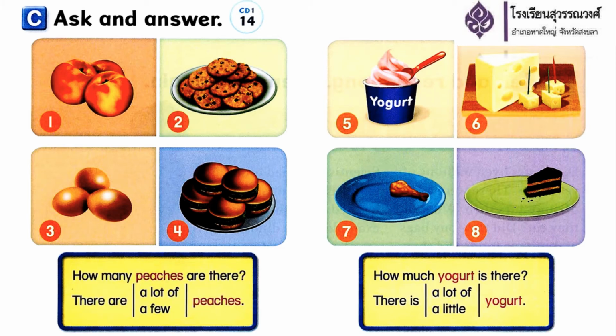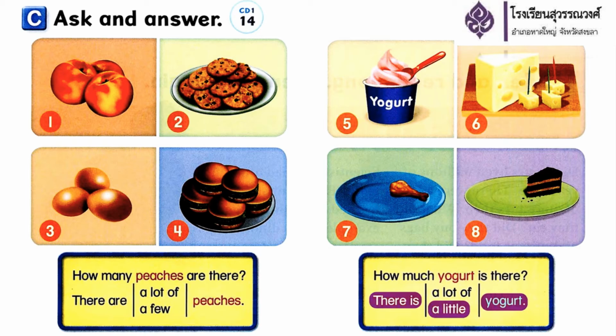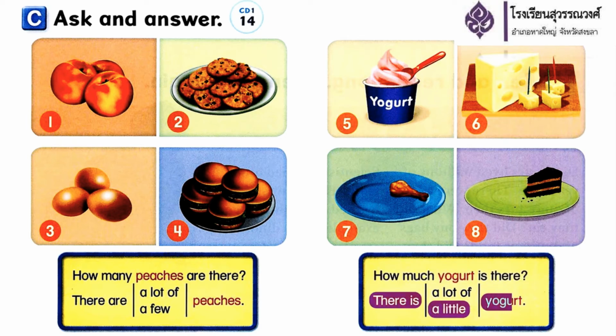Number 5. How much yogurt is there? There is a lot of yogurt. Number 6. How much cheese is there? There is a lot of cheese. Number 7. How much chicken is there? There is a little chicken. Number 8. How much cake is there? There is a little cake.